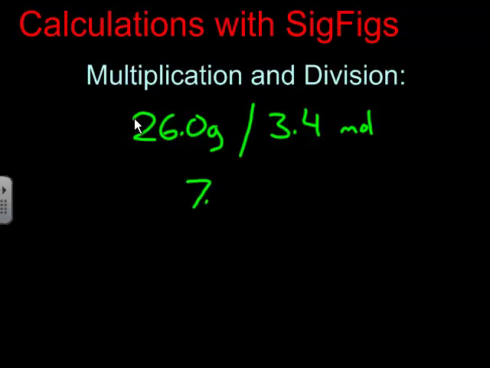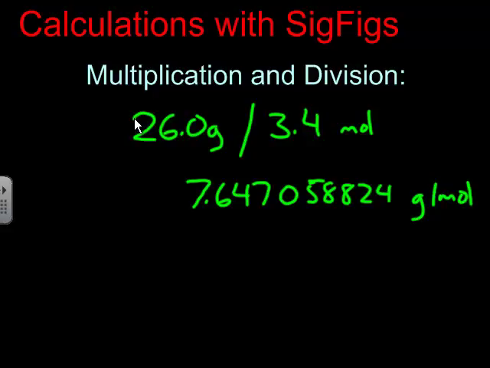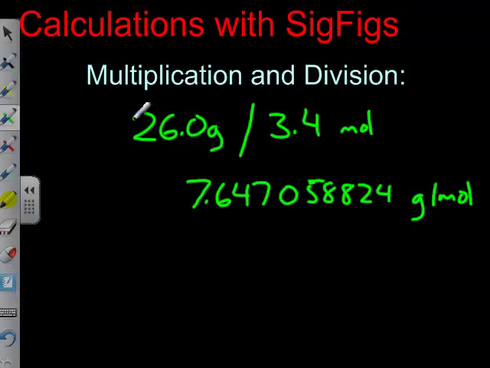So punch that in your calculator. You get this enormous number, a number that you know instinctively you should not put all of that down on the paper, and if you do, it's going to be wrong. But you kind of know that anyway. So we got 7.647058824 grams per mole. That's just the units. I don't want to put all that down. Where do I round that then?